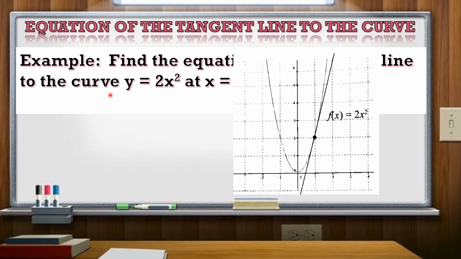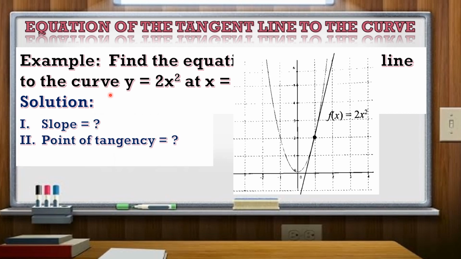Paano ang gagawin dito? So, yung gagawin natin dito is to find the slope. Ito yung una natin gagawin. Second is to know the point of tangency. Aalamin kung saan nagmi-meet at one point yung slope natin at saka yung mismong function natin. And then, use the point slope equation to find the equation of the tangent line to the curve.